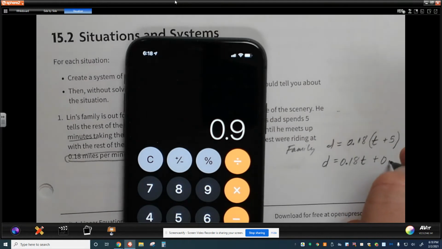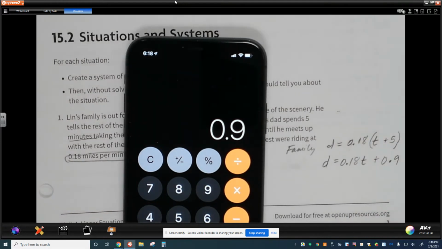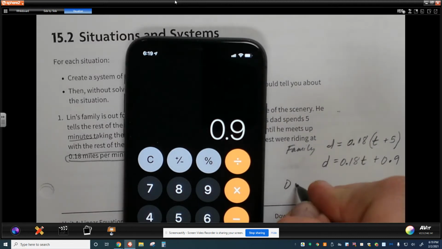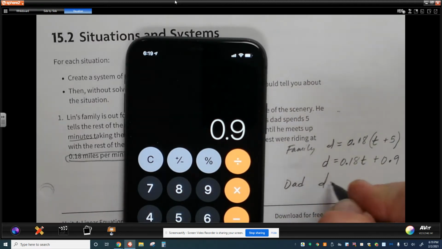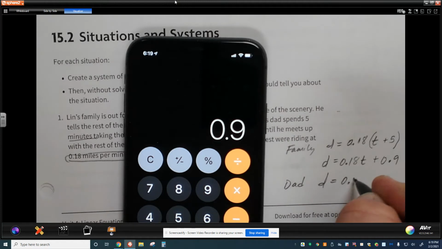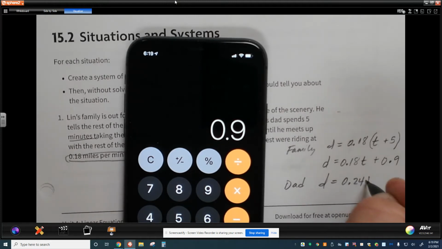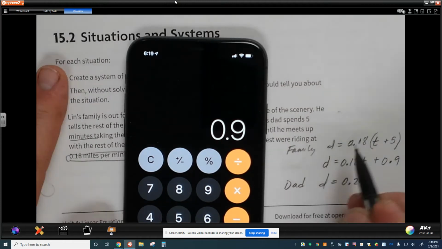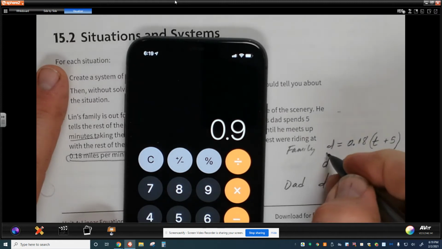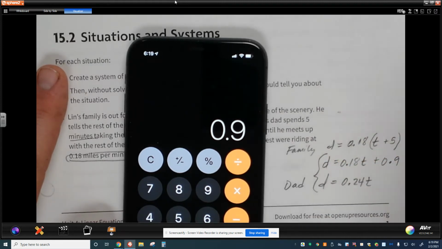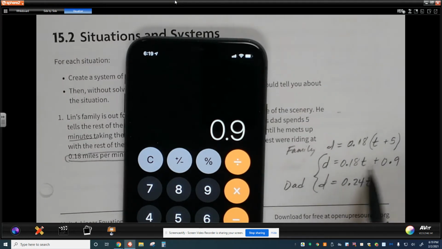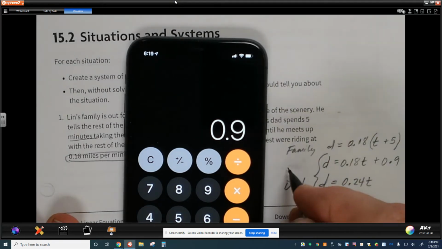They were 9/10 of a mile down the path when dad started to ride again. And so now what we need to do is talk about dad's path, and dad's is a little bit easier because dad is actually traveling at a rate of 2,400 miles per second. With our simplified version of this, we find that our system of equations is these two equations, the simplified form of the family compared to dad.